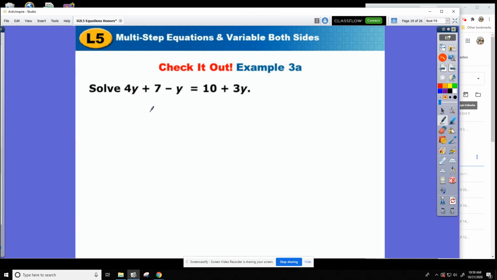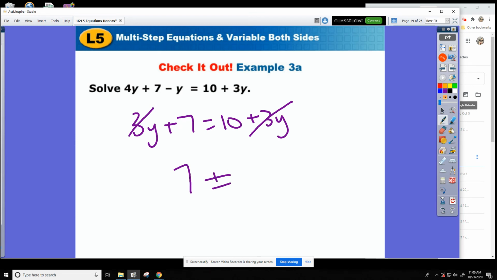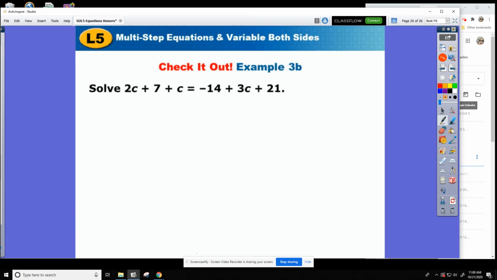Okay, so here's one more, 3y plus 7 equals 10 plus 3y. Do you think it's true or not? The 3y is the same, they're going to cancel. 7 is not equal to 10, so it's the null set. No value I put for y is ever going to make it true.